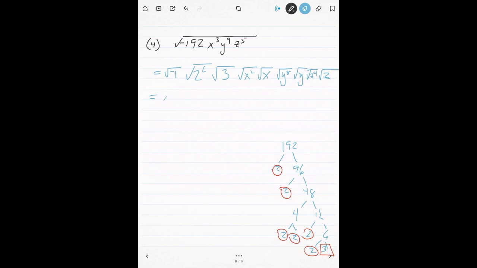Now, let's go and break these down one by one. The square root of negative 1 is i. Again, we expect that to happen. The square root of 2 to the 6th is 2 to the 3rd. Hopefully you're getting pretty quick with that now. Square root of 3 doesn't simplify, but the square root of x squared is just an x. And root x doesn't simplify, but the root of y to the 8th is y to the 4th. Then we have root y. The root of z to the 4th is z squared, and root z stays as is.